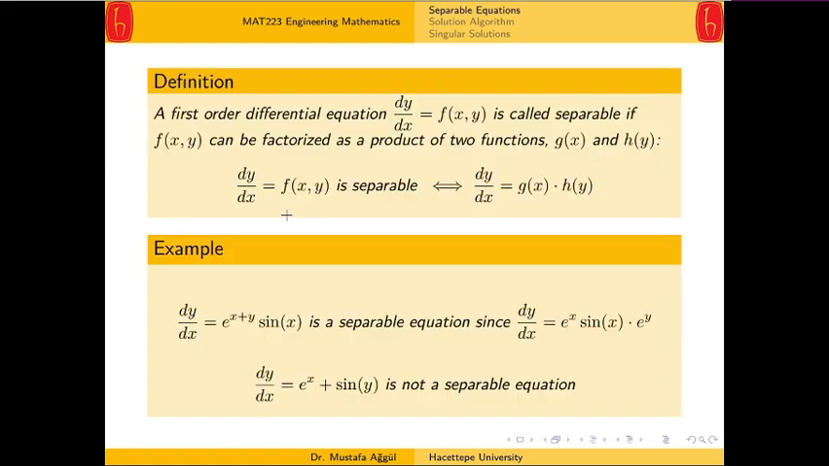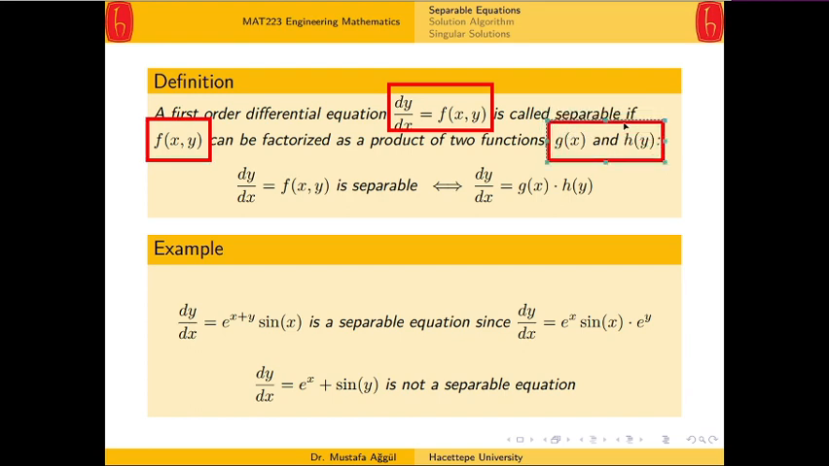First of all, what is a separable equation? A first order differential equation dy/dx = f(x, y) is called separable if the forcing function f(x, y) can be factorized as a product of two functions.